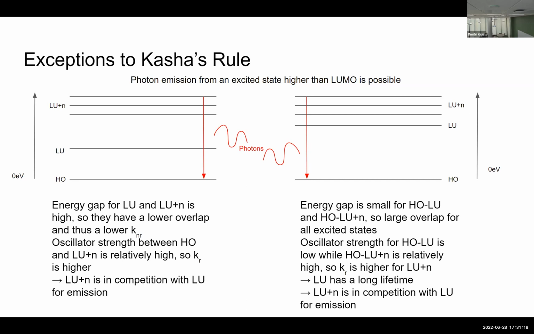And so through these two sorts of exceptions, we could get luminescence from different states and different energies than just the HOMO-LUMO gap. So that is something to pay attention to if you have an odd band energy diagram, I guess. That is what I have so far.